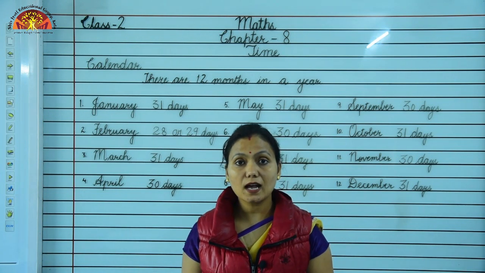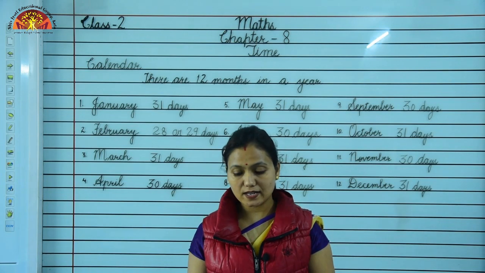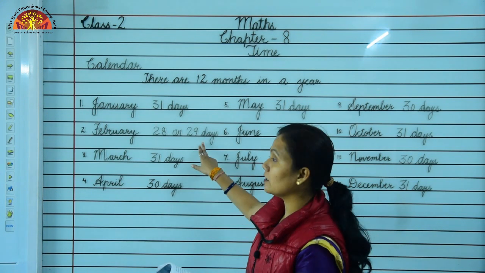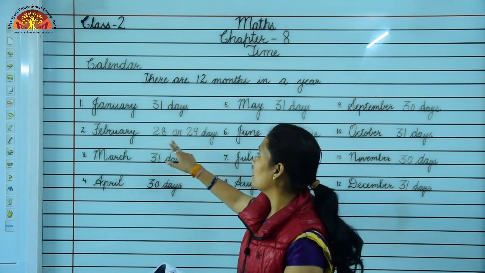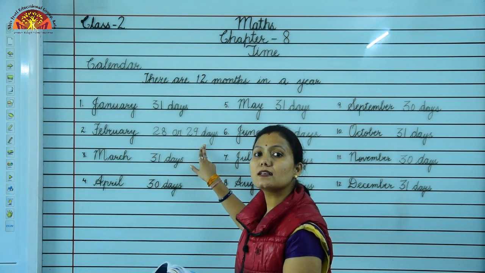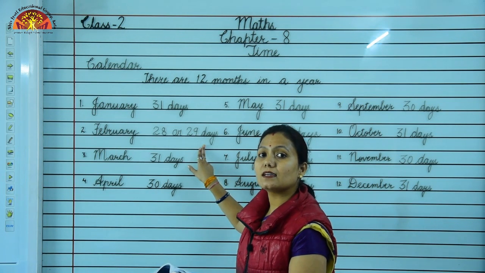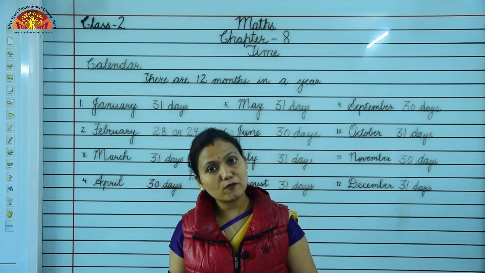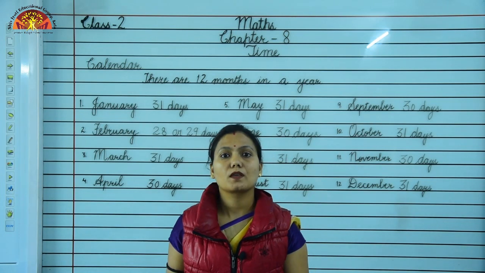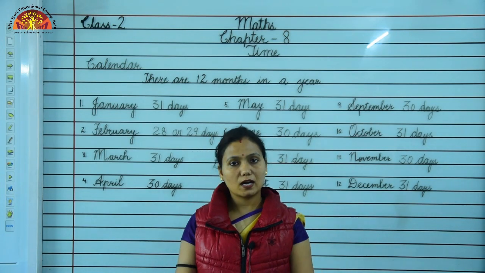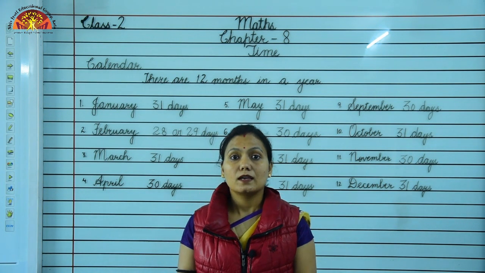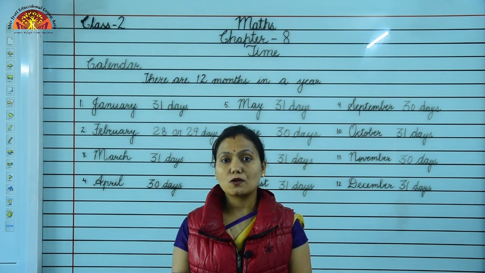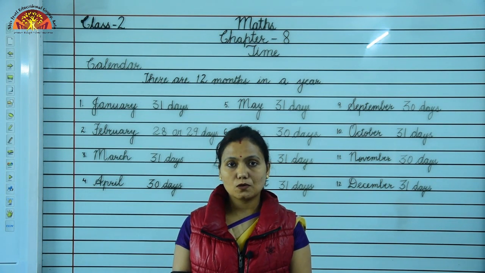Now, there are 366 days in a leap year, with February having 29 days. If February has 29 days, then we can say it is a leap year, and a leap year occurs every 4 years, right? Hope you all have understood this chapter. In this chapter we have understood how to read time and how to read the calendar. So, thank you.